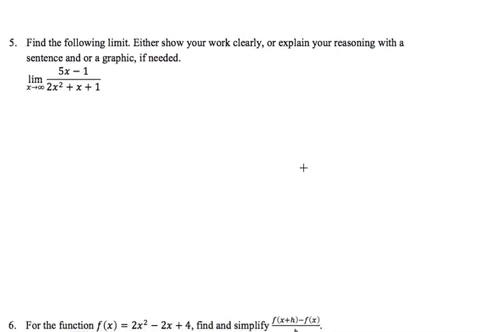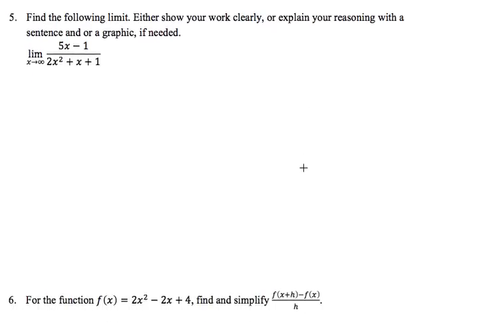In number 5, we want to find this limit. The limit as x goes to infinity of (5x minus 1) over (2x squared plus x plus 1). There's several ways you could work this. You could look at the graph, which is the least accurate way, or I should say least precise way, but you could do that. You could also make a table of values with x going to infinity.